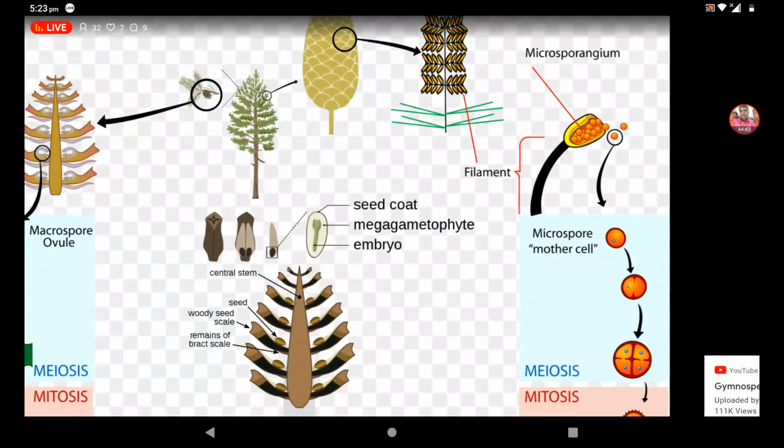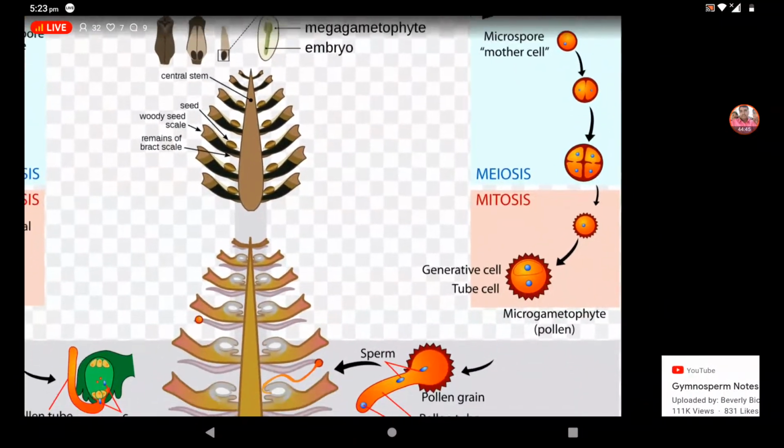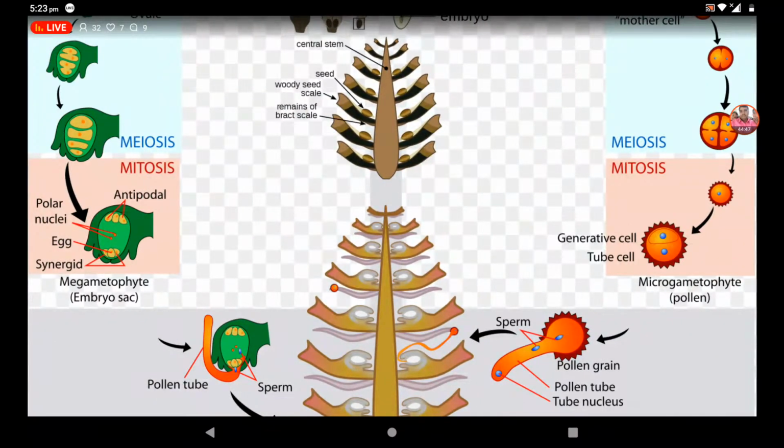Coming to the right side, they have shown the formation of the male gametophyte. That means pollen grains are formed.